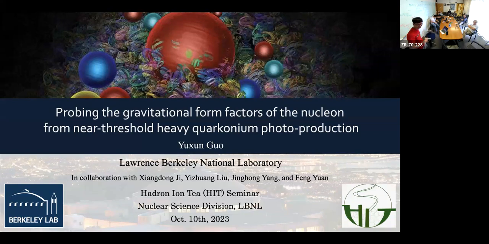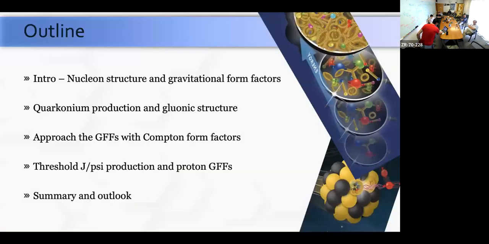And again, I will talk about probing the gravitational form factors from special JLab production. This talk is based on several publications with my collaborators, you see here. So here's the outline of the talk.